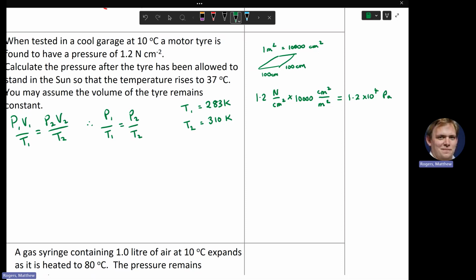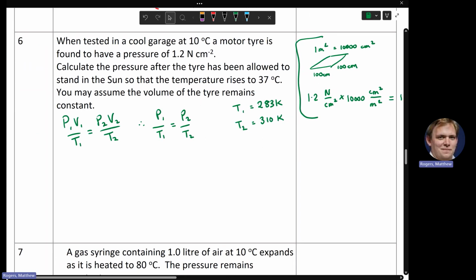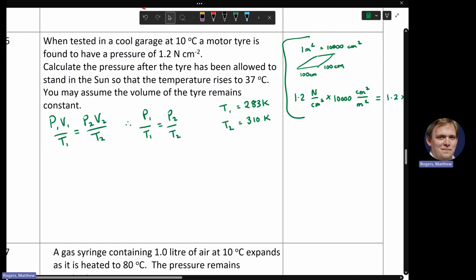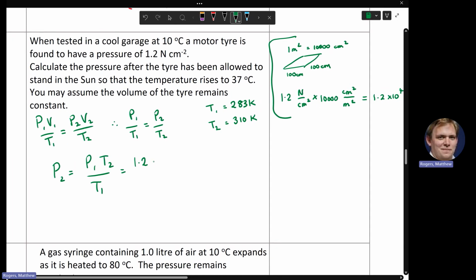We didn't need to convert it in this question, but in case you did, any conversion of units. So we're trying to find the new pressure P2. So P2 is equal to P1 T2 over T1. So P1, 1.2, or 1.2 times 10 to the 4 if we're doing it in pascals, times temperature 2, 310, over temperature 1, 283.